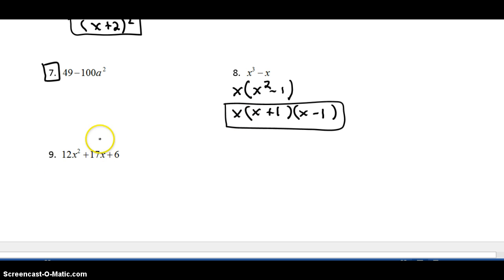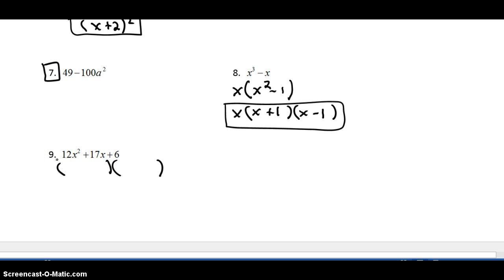All right, we saved a really tricky one for last. This one's similar to number 5. It's a trinomial, but notice in number 5 we had a 1x squared, and here we have a 12. So that makes this really a lot more complicated. So when we guess and check, we have to take into account that 12.